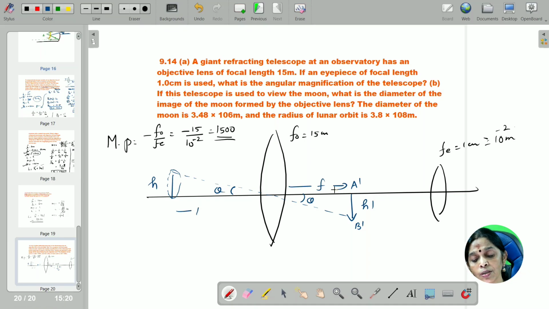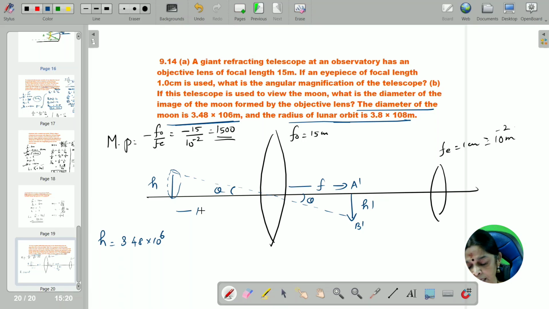Here it is given the diameter of the moon is 3.48 into 10 power 6 meters. So that is H is equal to 3.48 into 10 power 6. The radius of the lunar orbit, that's nothing but the infinite distance. So this distance d is equal to 3.8 into 10 power 8 meter. So you are asked to find out H dash.